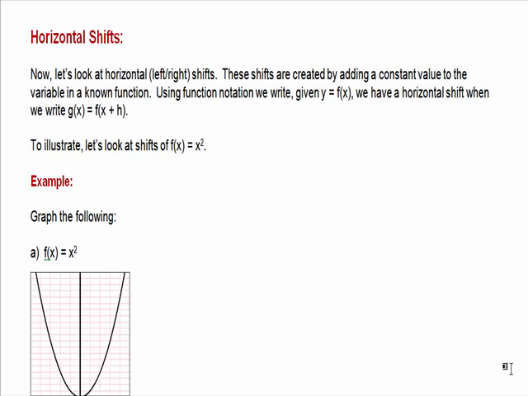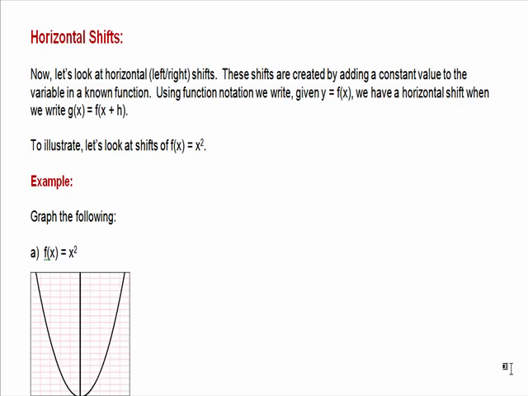Now let's take a look at horizontal shifts. Horizontal shifts are left-right shifts. These shifts are created by adding a constant value to the input variable in a known function. Using function notation, we might write the following.